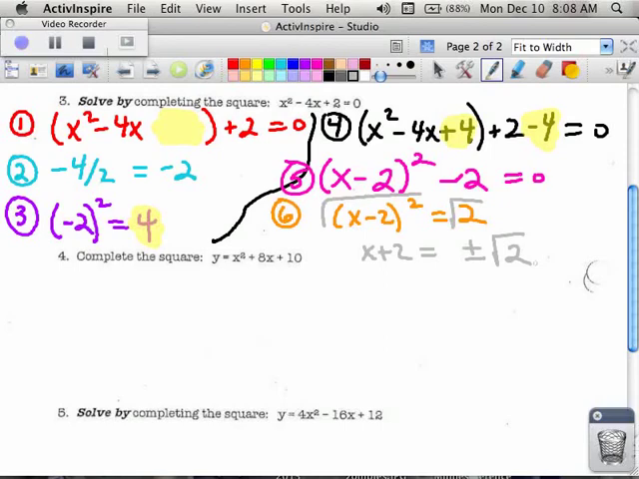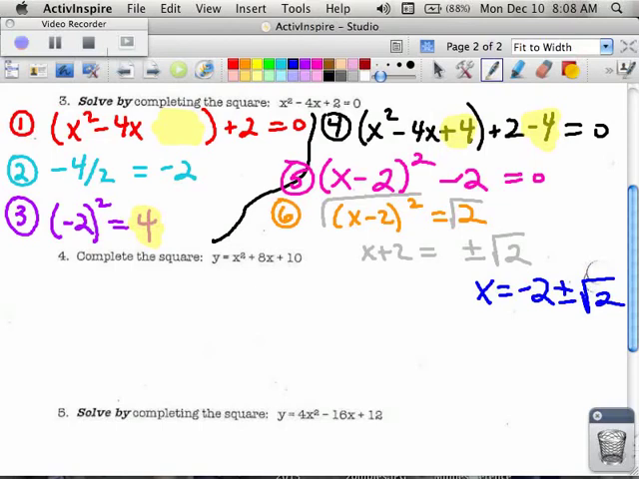And now there's only one step left. And that last step that we're going to do is just to move the 2 over. So my final answer is x equals, when the 2 goes to the other side, it becomes negative 2 plus or minus the square root of 2. And in the dark blue is my answer to what x can be in that equation.